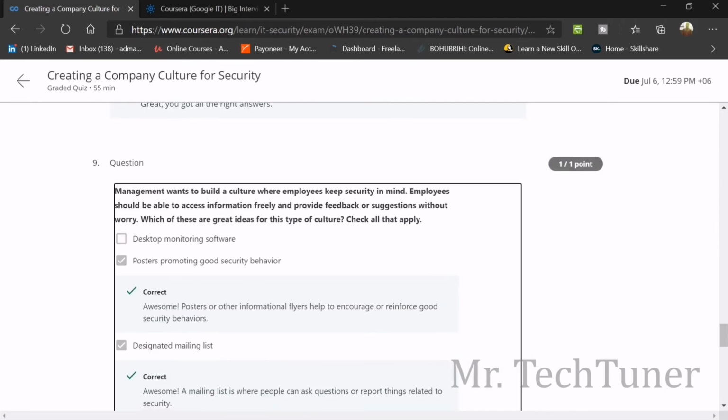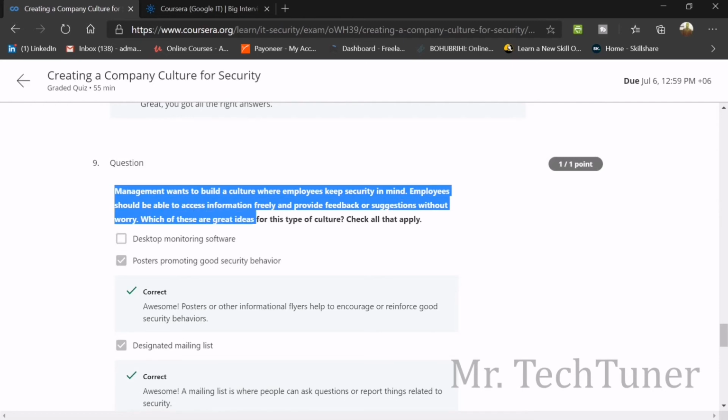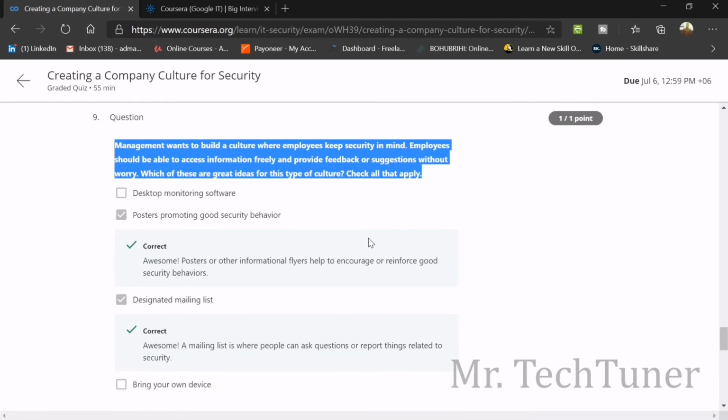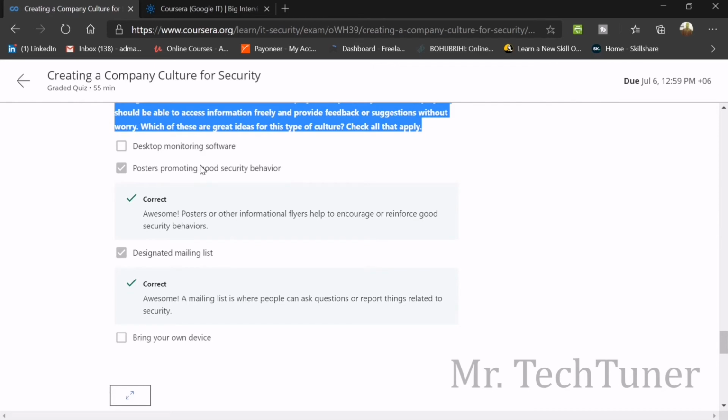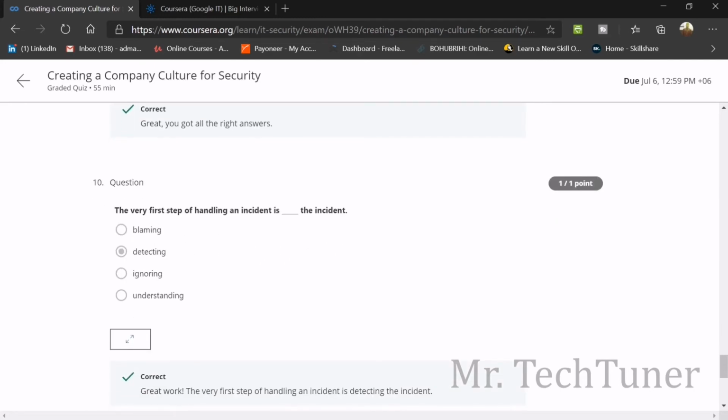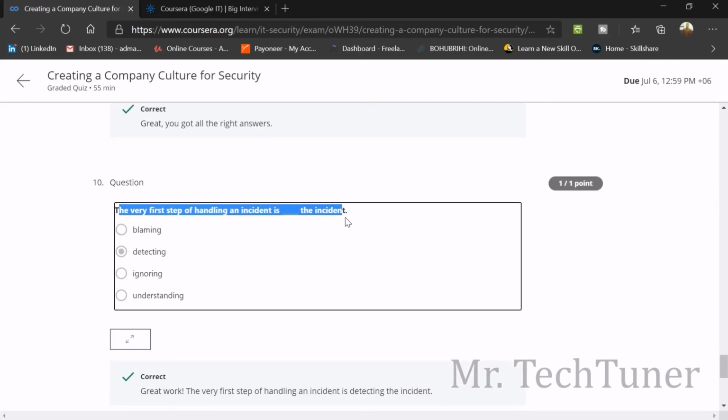Okay. So question number 9, management wants to build a culture where employees keep security in mind. Employees should be able to access information freely and provide feedback or suggestions without worry. Which of these are great ideas for this type of culture? You can implement posters for promoting good security behavior, or you can also use a designated mailing list for them. Okay, so next question, what is the very first step of handling an incident?